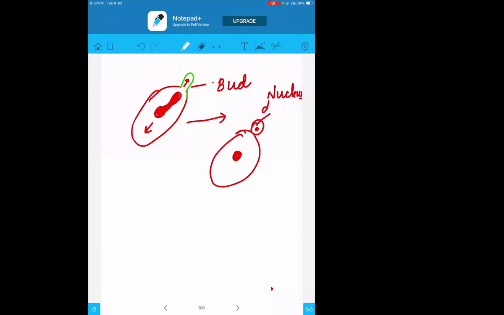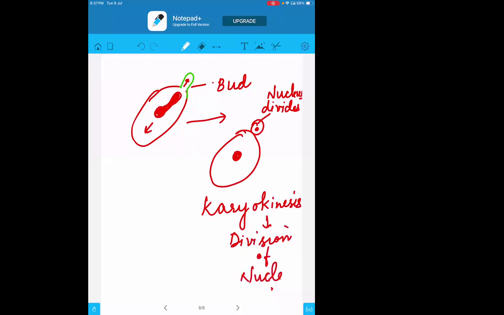And Abhinav, what is nucleus division called? Karyokinesis. Karyokinesis. So division of the nucleus is karyokinesis. That is what happens here.